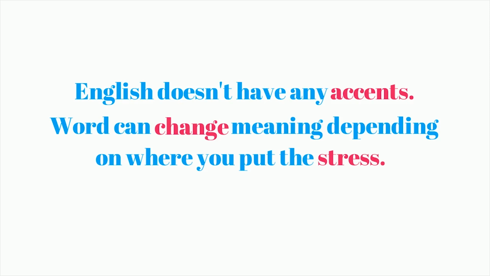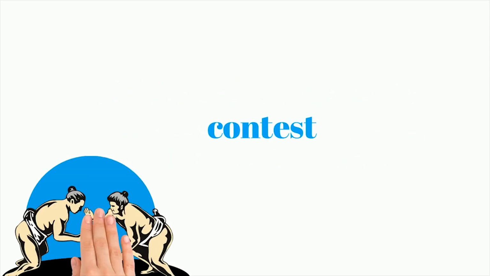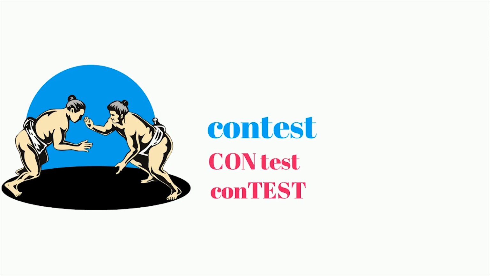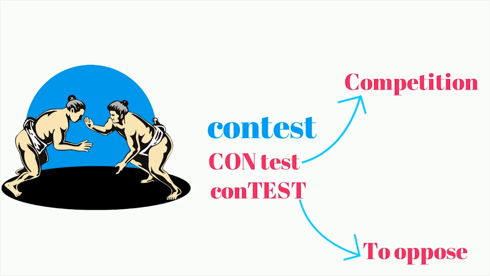the stress. For example, the word contest has 2 syllables, con and test. You can either put stress on the first syllable, contest, or on the second syllable, contest. The word with stress on the first syllable, contest, is a noun that means a competition. The word with stress on the second syllable, contest, is a verb that means to oppose. Note that in this case, the word stress not only changes the meaning of the word, but also the part of speech, from a noun to a verb.